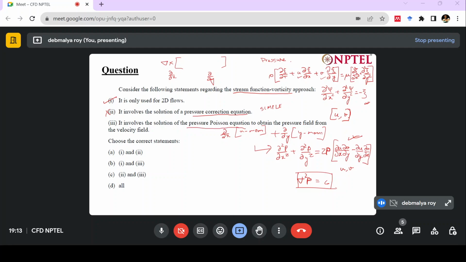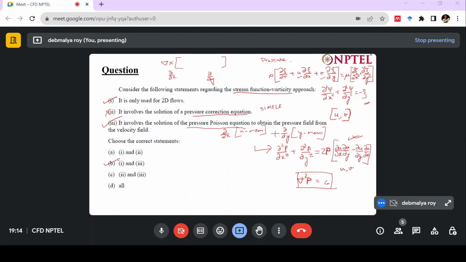So we do need this pressure Cauchy equation to obtain the pressure field from the velocity. So 1 and 3 are the correct statements. If you have any questions, you can ask. You can interrupt me anytime and ask the question.